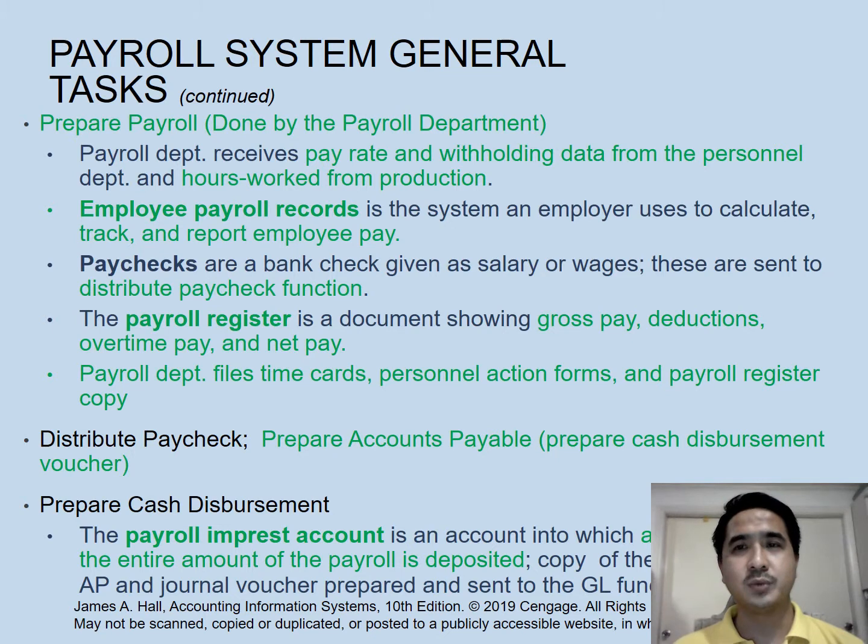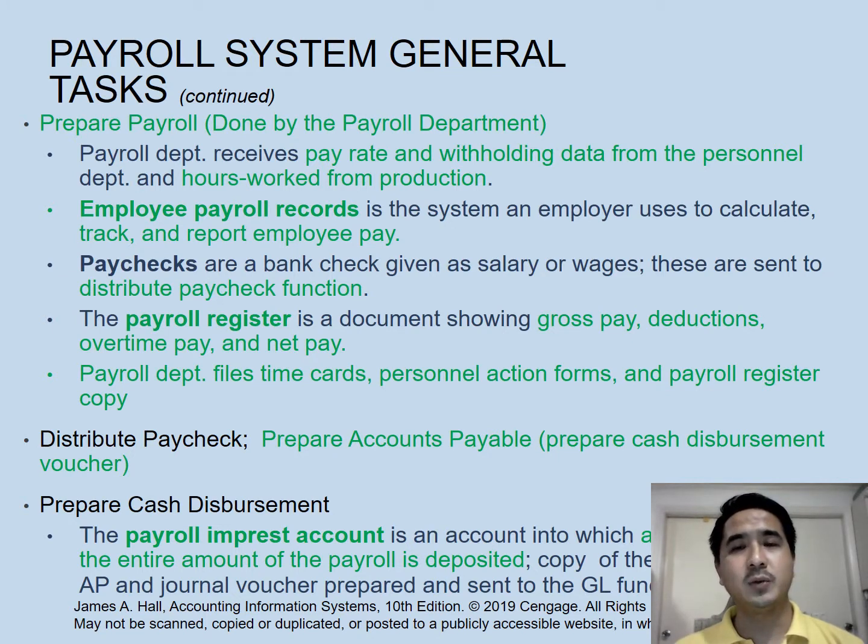As for the cash disbursement, the keyword here is the Payroll Imprest account. The cash disbursement will prepare a single check to fund the Payroll Imprest account or the payroll cash account. So the money will come from the general cash account. When the cash disbursement does this check, the related recording will be a debit to your Payroll Imprest account or payroll cash account and a credit to your general cash account.